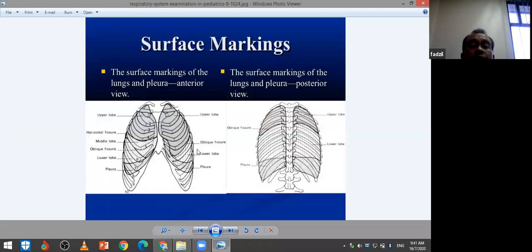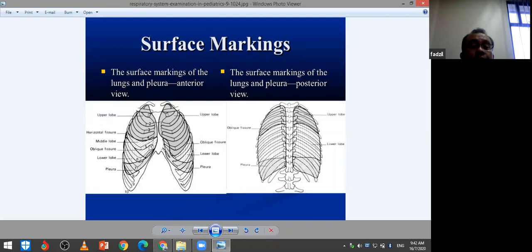But when you examine, you have to know the surface marking. The surface marking is different between ages. So I give you roughly the idea in adults, because children are a bit different, but it gives you some idea of how to go about it. You know the right side has upper, mid and lower lobes. The left side has upper and lower lobes only.